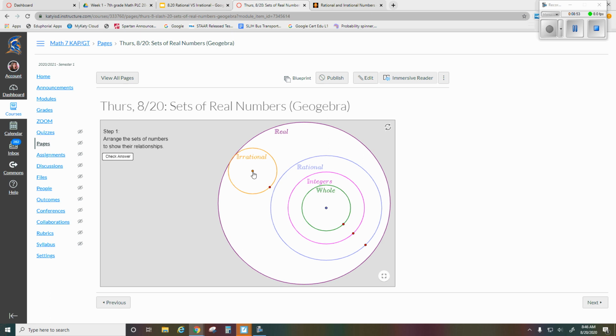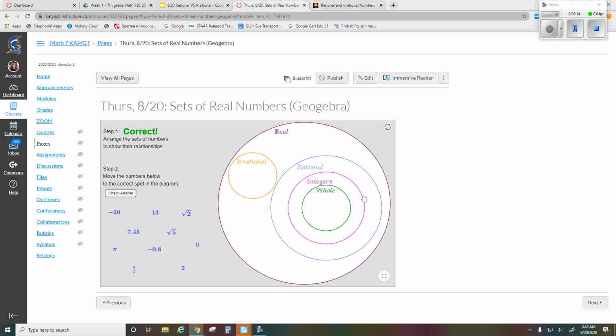Oh. Let's see here. Let's move that. It's very particular. There we go. Okay. There we go. Now we're correct. All right. They didn't want irrational touching the edge. I guess they thought it was outside. All right. Step two, we are going to move these numbers to the correct spot in the diagram.